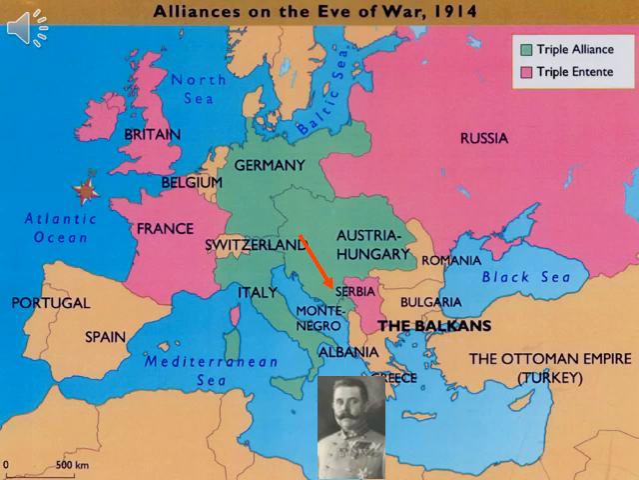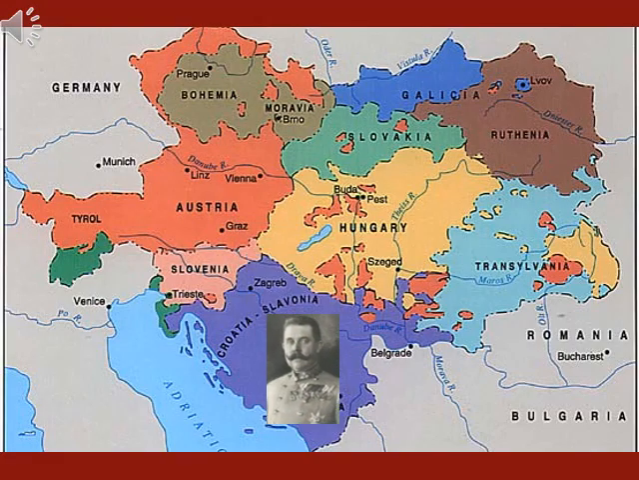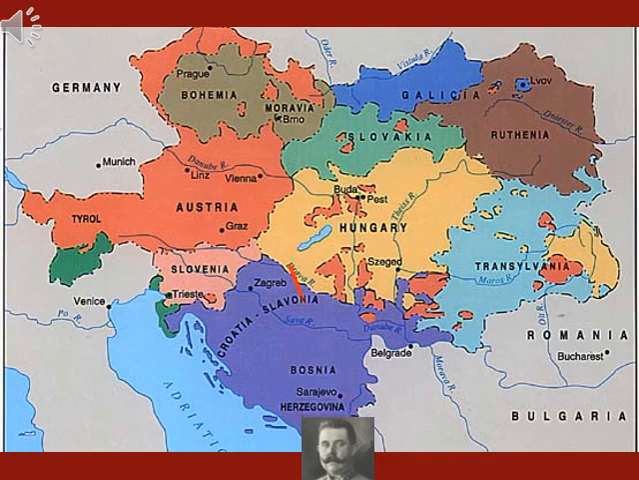Here we can see where Serbia is on the map in relation to Austria-Hungary, Russia, and Germany. Here we can see the details of where Sarajevo, the site of the assassination of the Archduke, is in relation to Austria-Hungary and the Adriatic Sea.